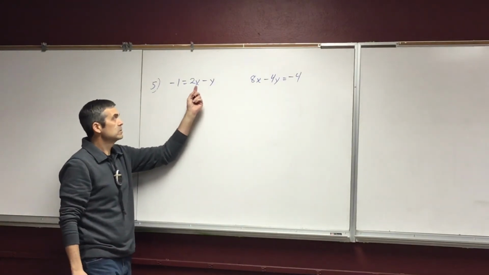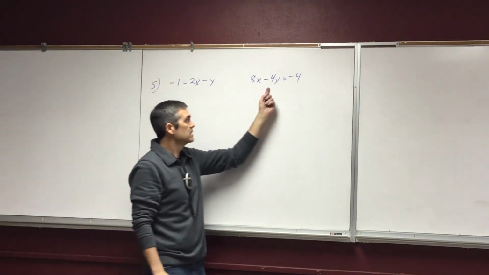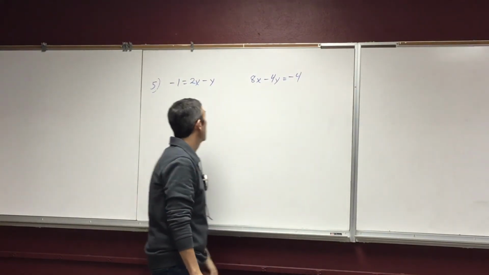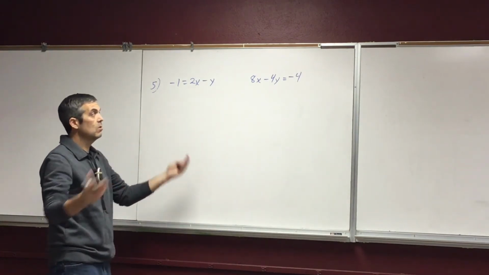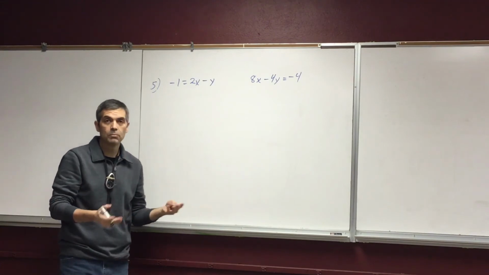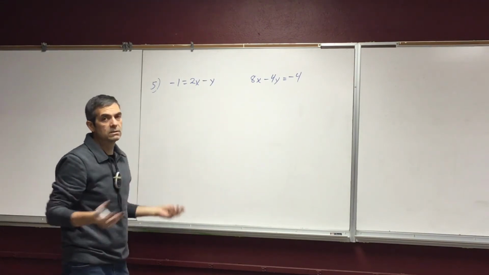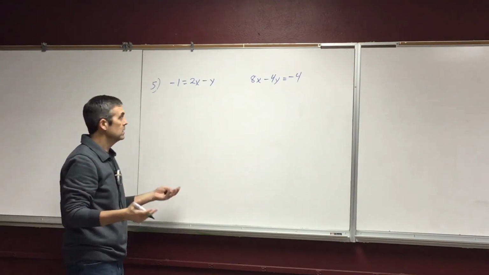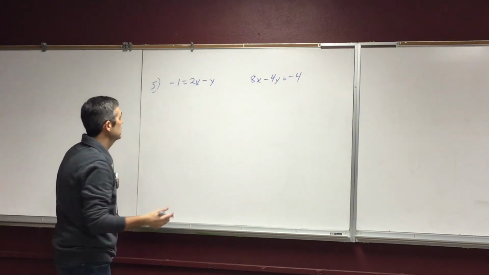Negative 1 equals 2x minus y. 8x minus 4y equals negative 4. All right, so we just need to solve for y on one of these, put one of them into slope-intercept form. And honestly, it doesn't matter which one you do. I always just pick the easy one. So let's do that one.